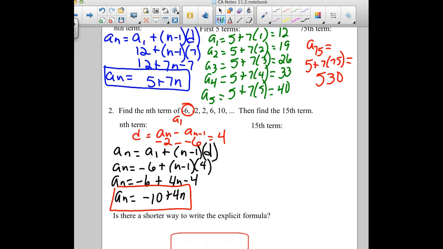Now this time they didn't ask us to generate the first few terms. They just said, can you figure out the 15th? So a sub 15 would be -10 plus 4 times 15. What do we get? Okay.